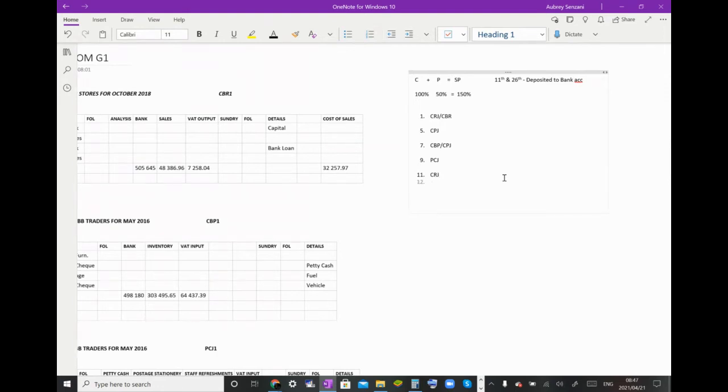Okay, on the 17th, we paid for fuel from Tim Garage with check number 3. All right, paid for fuel. So this is the cash payment journal.